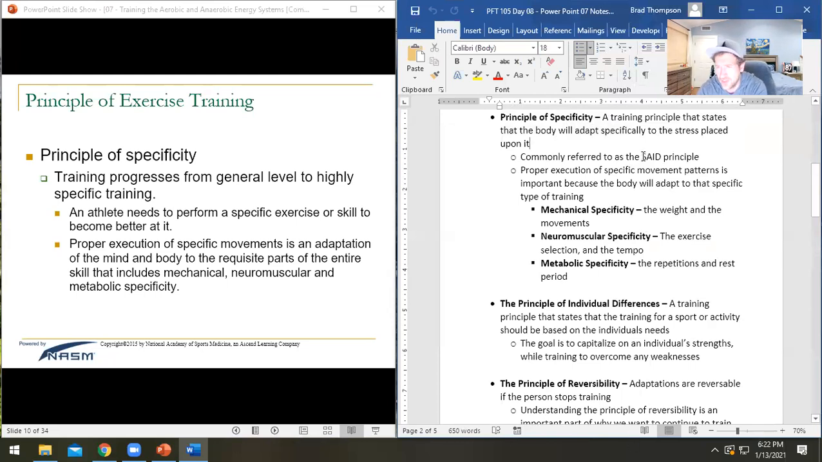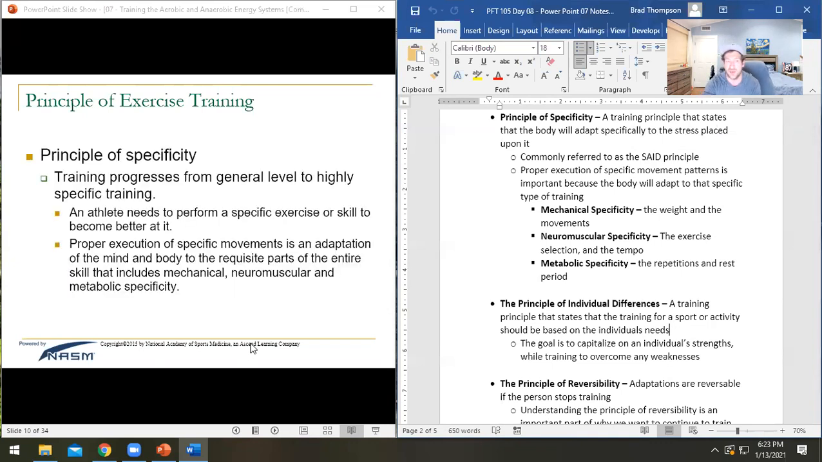We commonly refer to this as the SAID principle, by the way. I want you guys to know that acronym. It'll come up again in later classes. It stands for specific adaptation to the imposed demands. That's why they call it the SAID principle. Again, your body will adapt specifically to whatever type of stress you place on it.